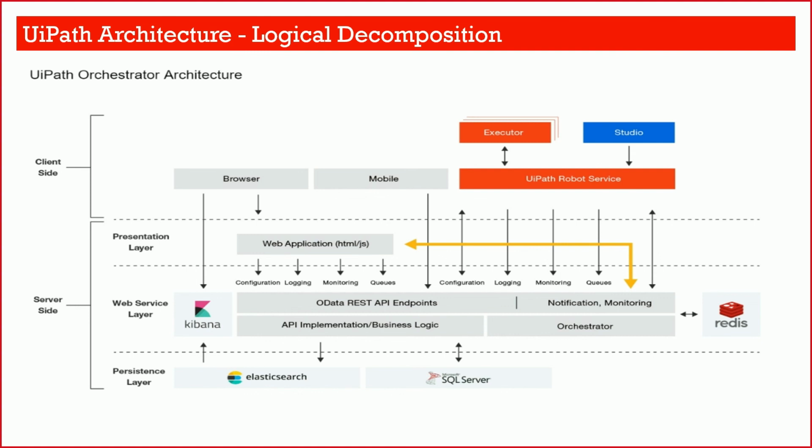So that's pretty much the logical decomposition of the UiPath architecture. If people ask you, you need to explain the client side. On the client side, we have a browser through which we can access the web orchestrator. Then we have UiPath robot services, which are used by the studio and the robot. And then we have a mobile application as well. In the presentation layer, we have a web application. And then there are a lot of web services responsible for managing everything in the UiPath Orchestrator, like configuration, logging, monitoring, and queues.